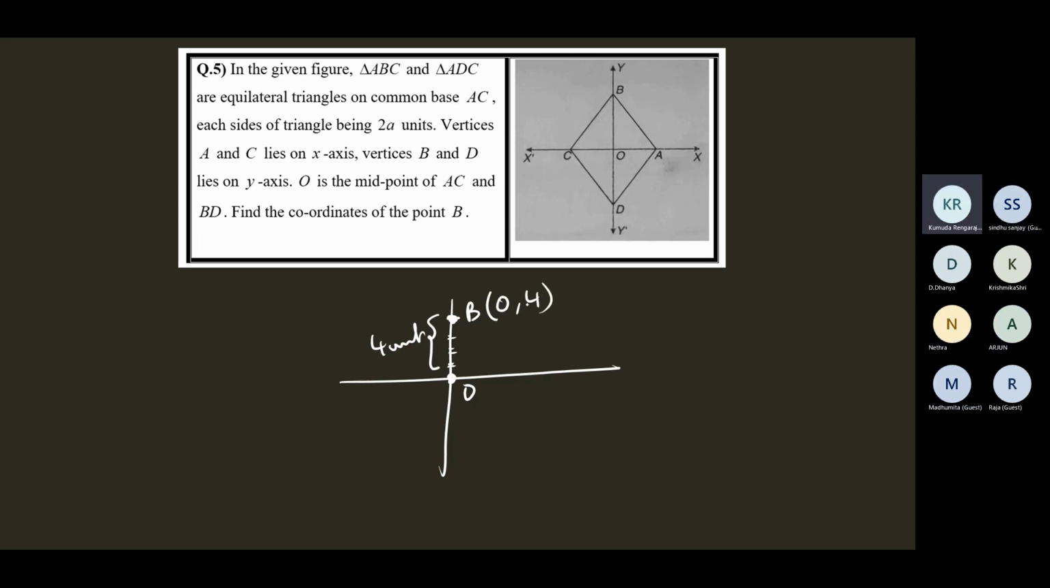Why 0, 4? Because it's on the y-axis, so the x coordinate is 0. This height is 4, so this point is 4. Like that we write 0, root 3a, because using Pythagoras theorem, you find that this height is root 3a. So the coordinates of B are 0, root 3a. I am just saying an example, let's see what it is actually. So that's how you find the coordinates of the point B.